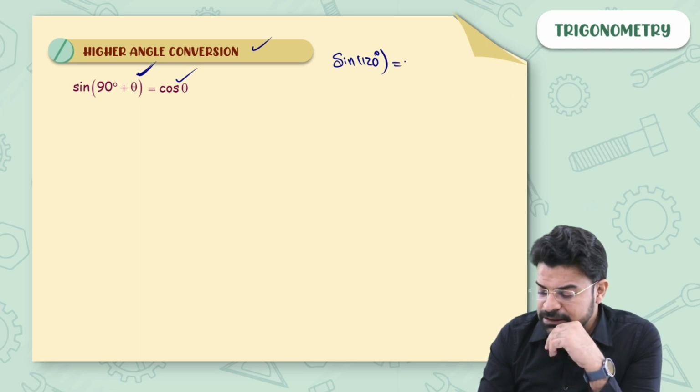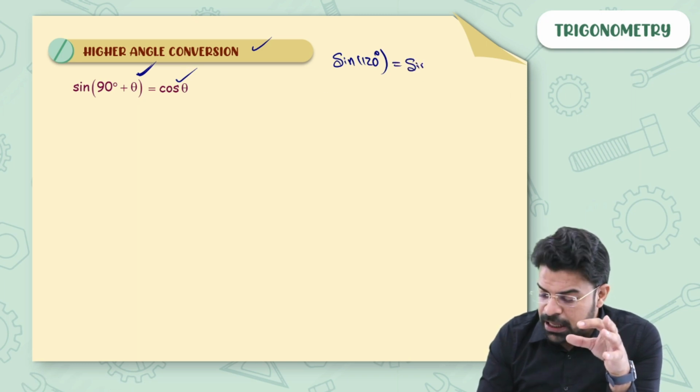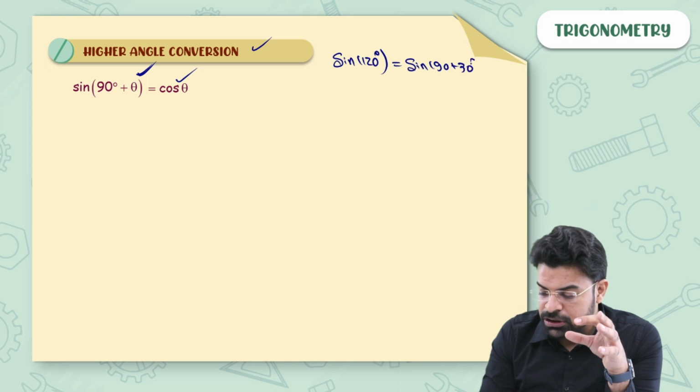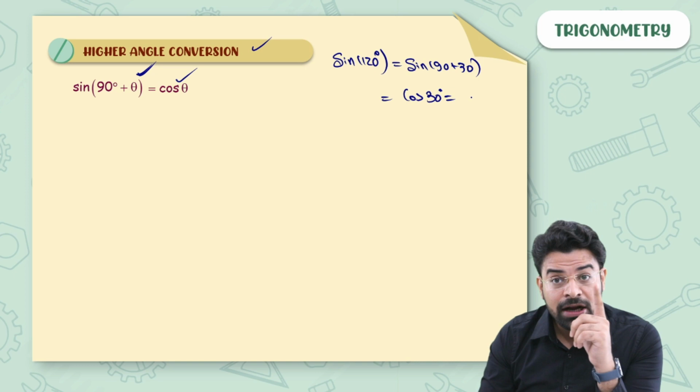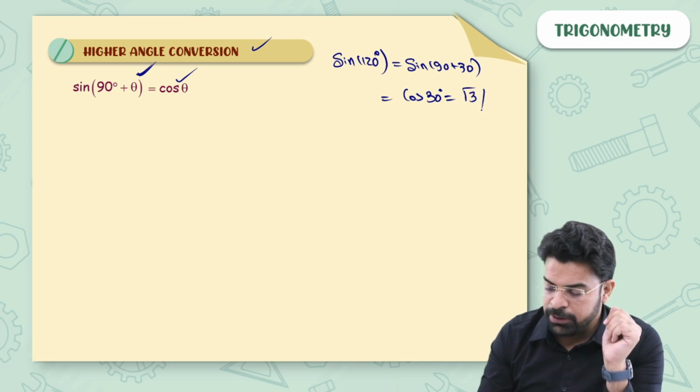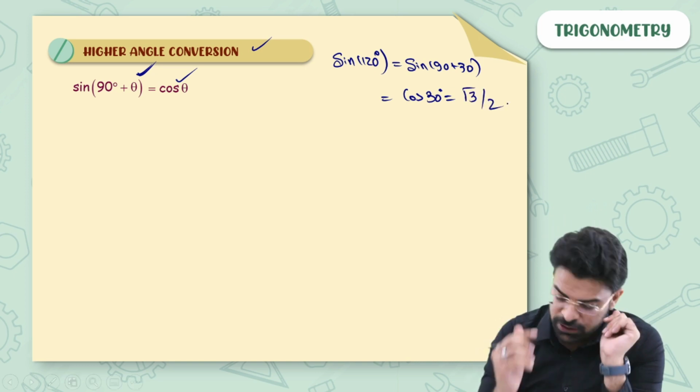So you can say sine 120 degree is as good as sine of 90 plus 30. Sine of 90 plus 30 is as good as cos 30. And cos 30 equals root 3 by 2. So you already know the value of sine 120.